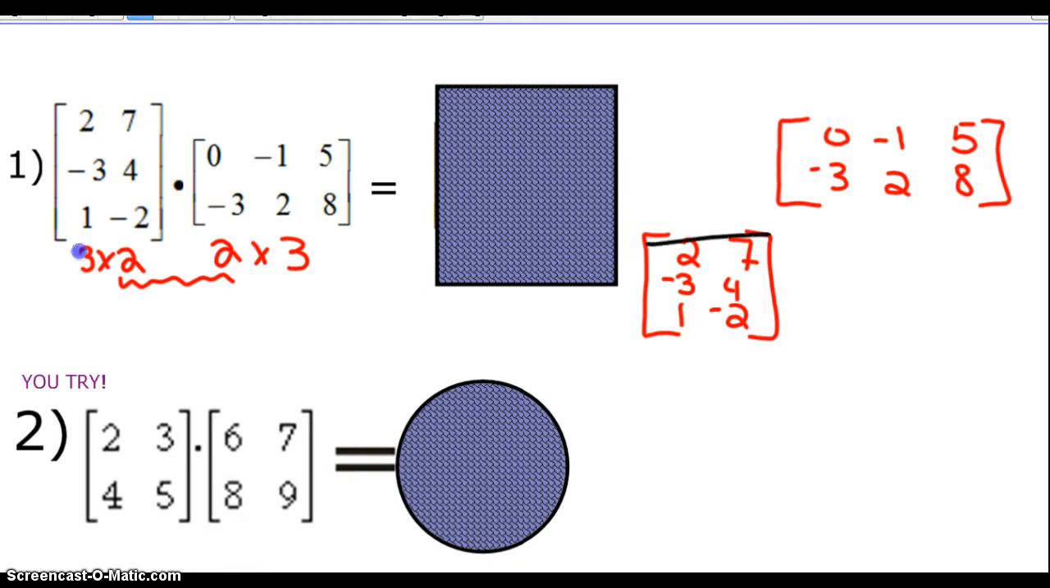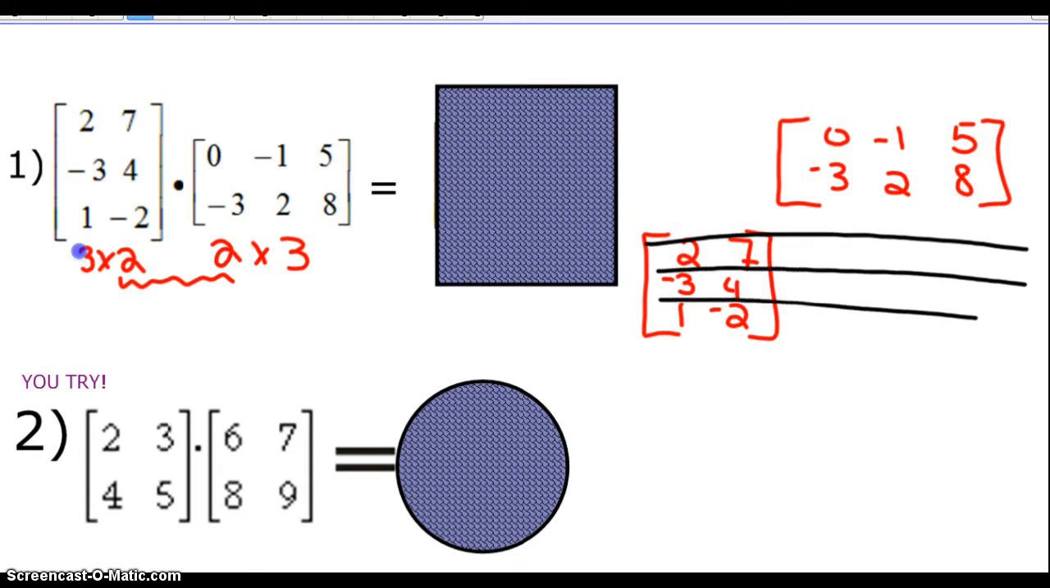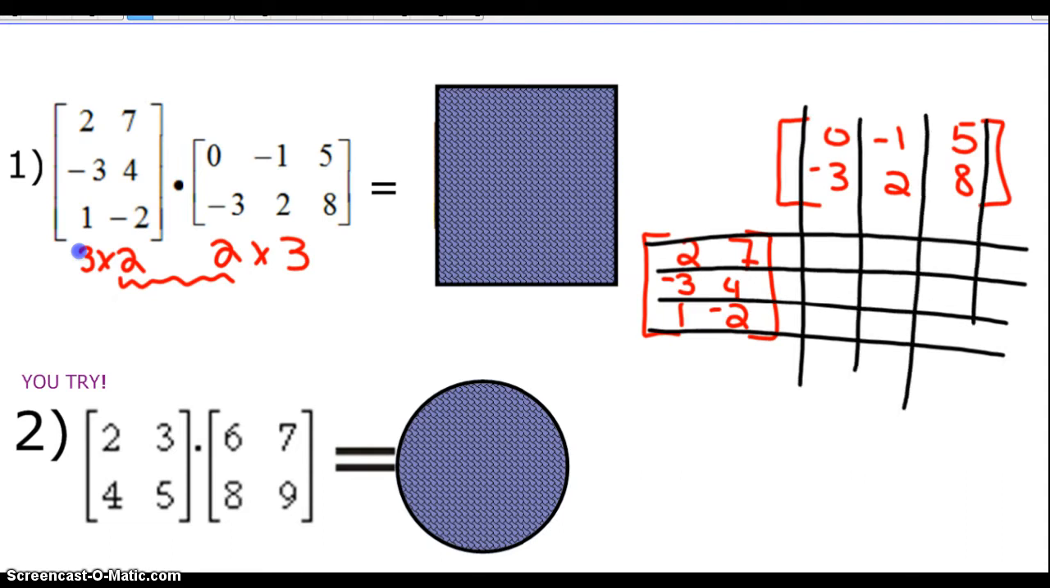And I'm just going to draw lots of lines here, separating all of these out. Here we go. And you can see what's going to match up. You're just going to follow along.